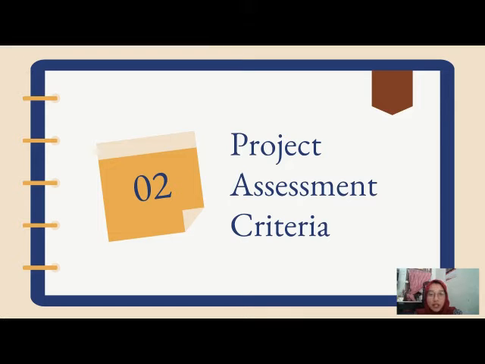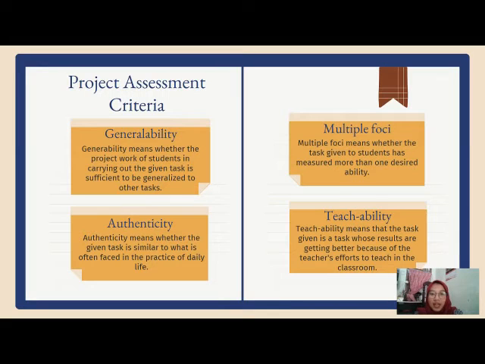Okay, next is the project assessment criteria. To find out whether the project assessment can be considered of good quality, at least the 7 criteria must be considered. There is general ability. General ability means whether the project work of a student in carrying out the given task is sufficient to be generalized to other tasks. In this case, the more this task can be compared with other tasks, the better the quality of the task.